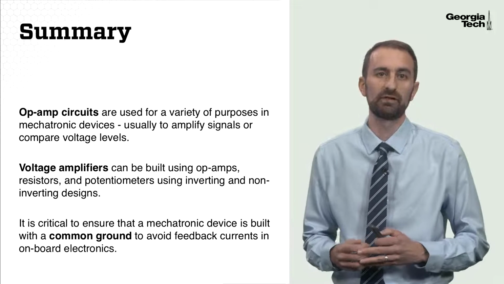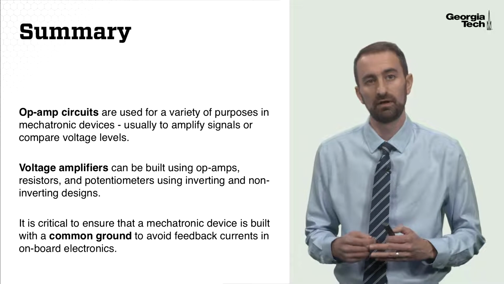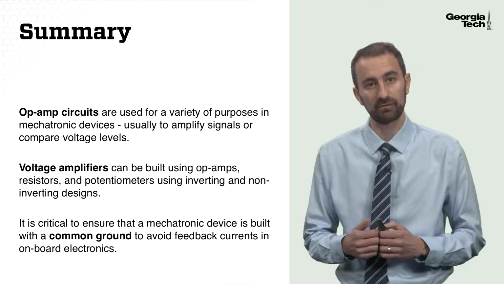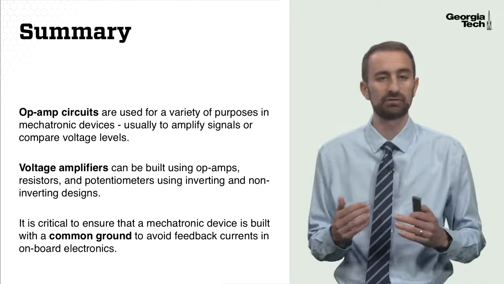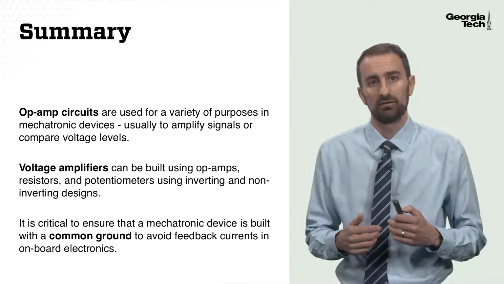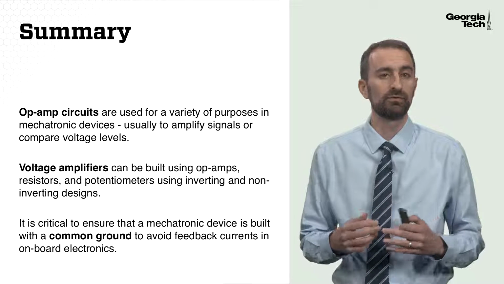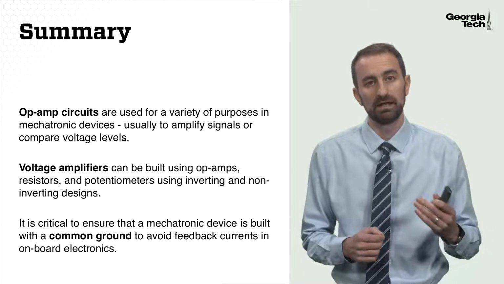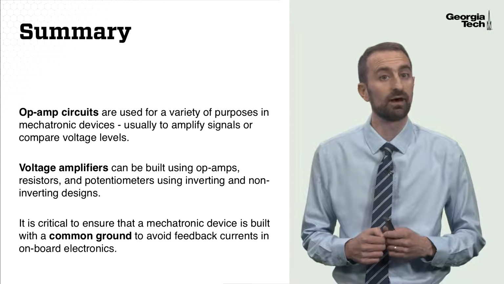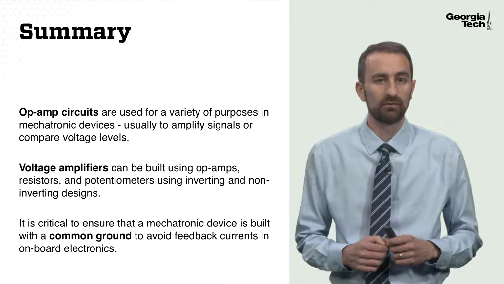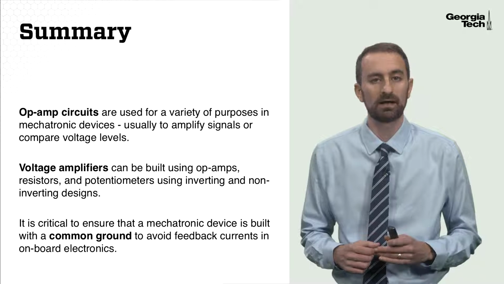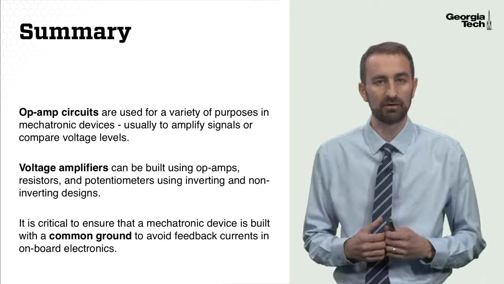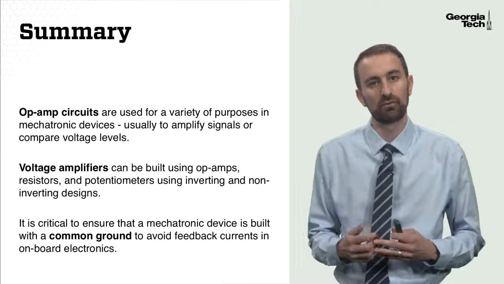To summarize what we've learned in this lesson, first, op-amp circuits are used for a variety of purposes in mechatronic design, and they're usually used to amplify signals or possibly compare voltage levels between two inputs. Voltage amplifiers can be built using op-amps combined with resistors and potentiometers to build inverting or non-inverting amplifiers. Finally, it's critical when we design and implement a mechatronic device to create a common ground, and that avoids feedback currents and makes our outputs and performance a lot more predictable.